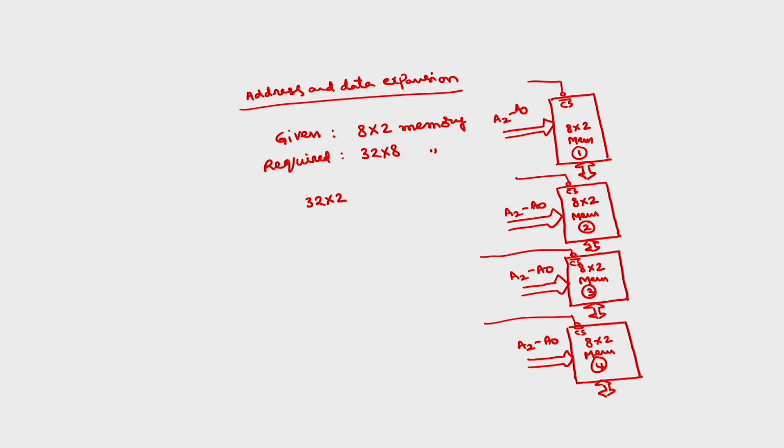Now how to select the chip selects of these signals? As you have discussed in the earlier class, you have to use a 2 to 4 decoder. So, here this 32 by 8 will be having 5 address lines. Here we have 3 address lines. The remaining 2 address lines we have to use as inputs for the decoder.